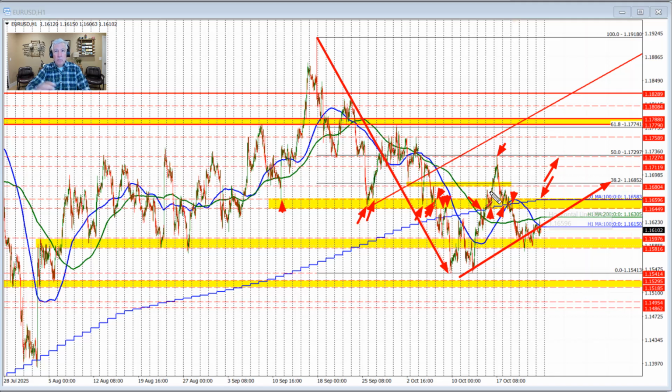So understanding the roadmap of where we're going and using those levels as your risk defining levels is what you want to do as a trader. So be aware, be prepared, know the roadmap. Let's take a look at the dollar versus yen next.